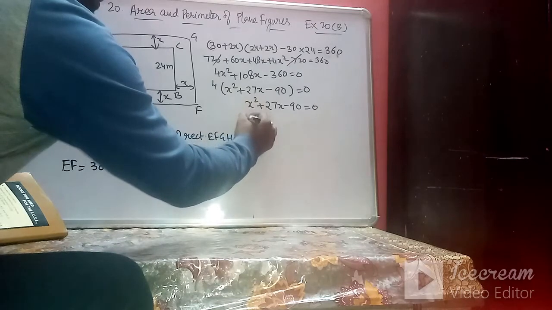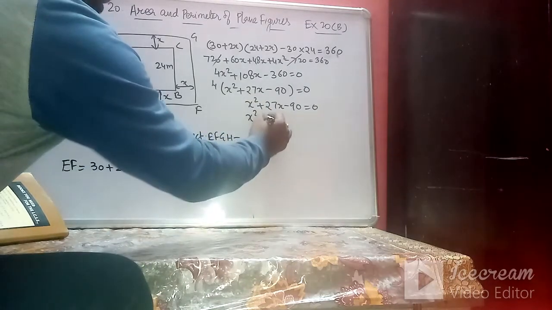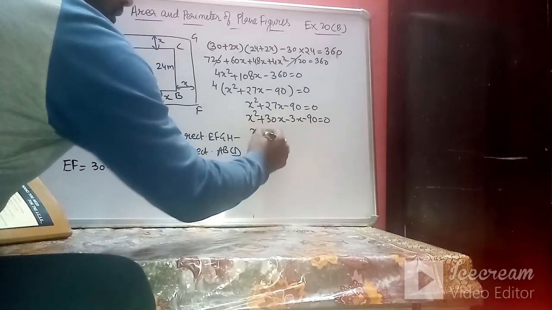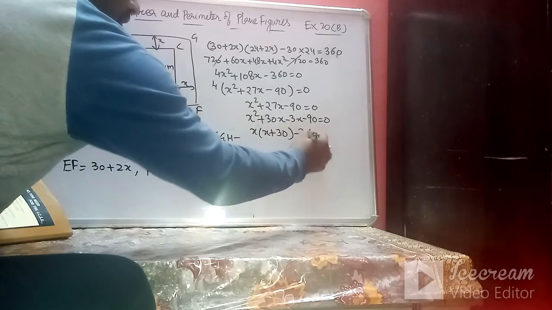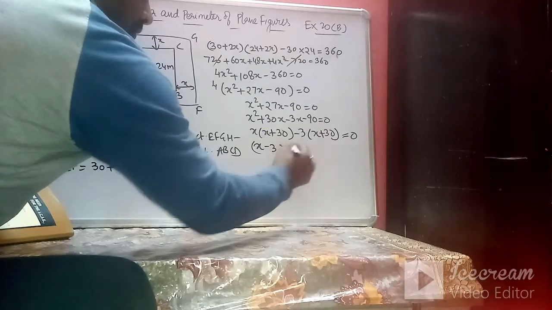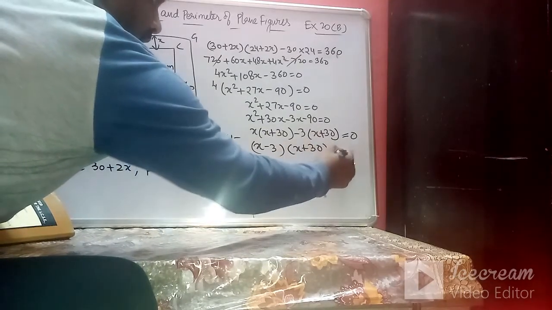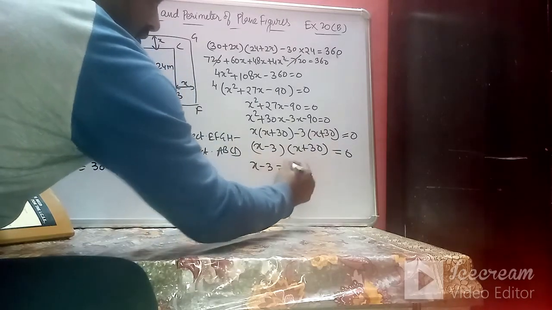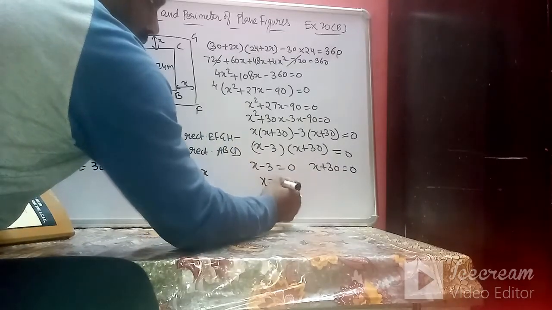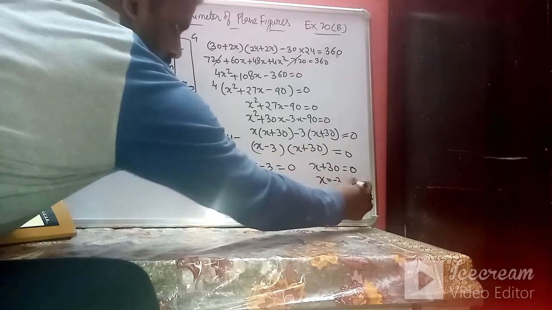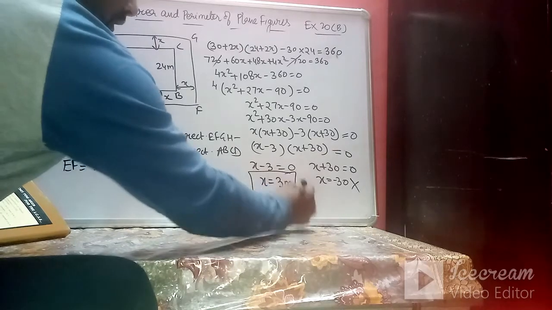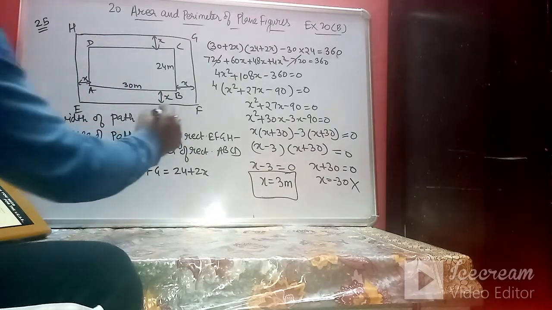Okay, so let's factorize it. x square plus 30x minus 3x minus 90 equal to 0. So (x minus 3) times (x plus 30) equal to 0. So we have two values from here. We get x equal to 3 and x equal to minus 30. Since width cannot be negative, our answer will be x equal to 3 meters. So this will be the width of the path.